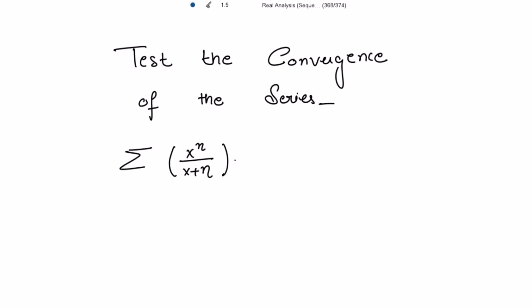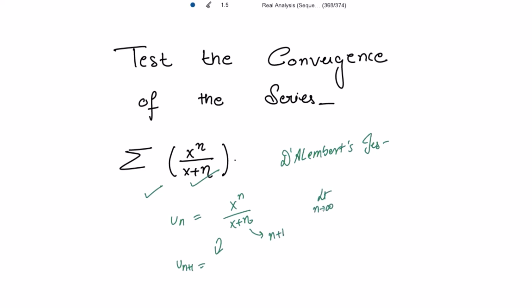To test the convergence of this given series, here we are going to use the d'Alembert's test, which is easier to use, where we take un to be equal to x to the power n divided by x plus n. And then we get un plus 1 from here by replacing this n with n plus 1. And then we check the limit on un divided by un plus 1.